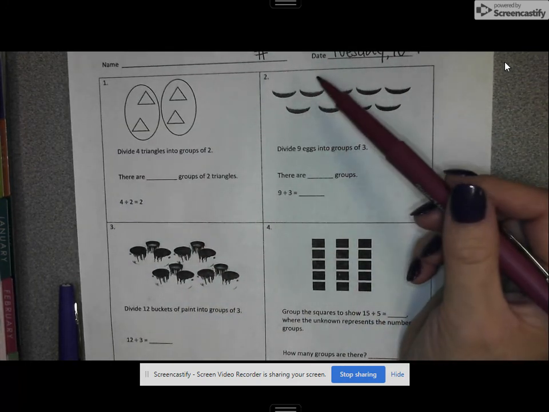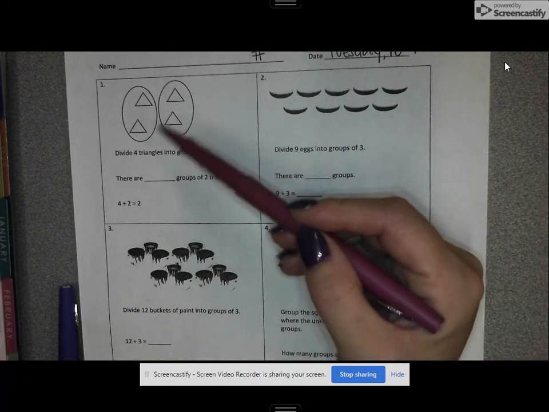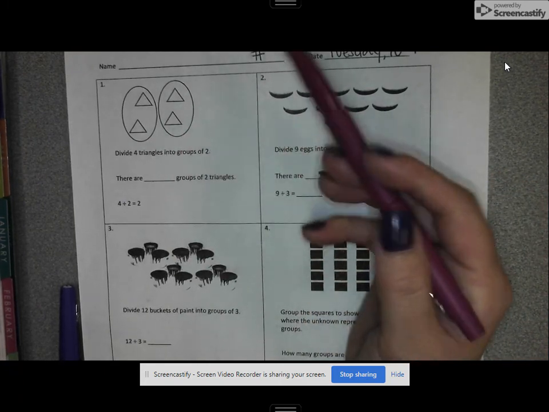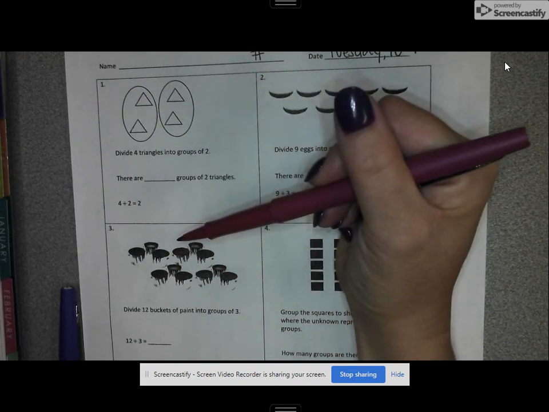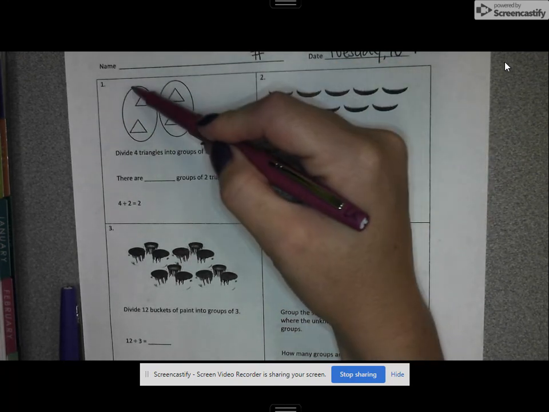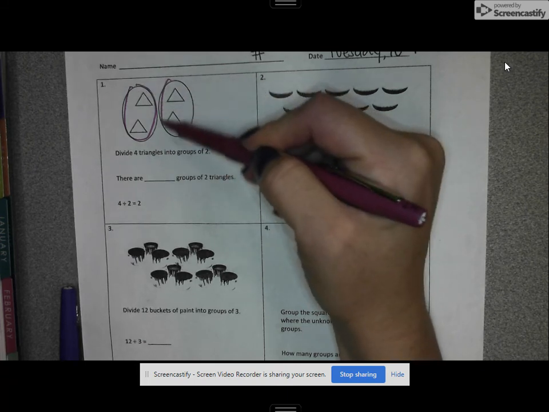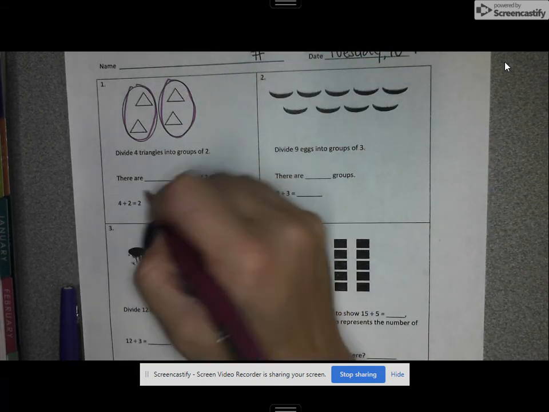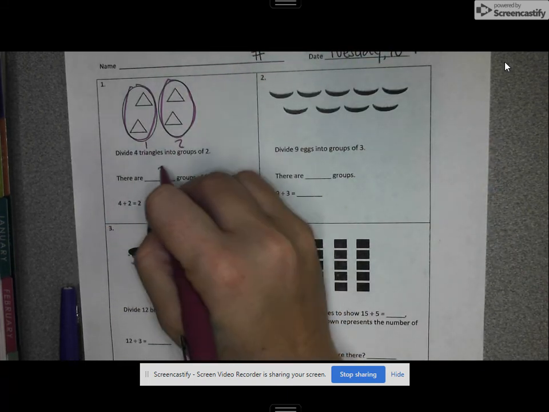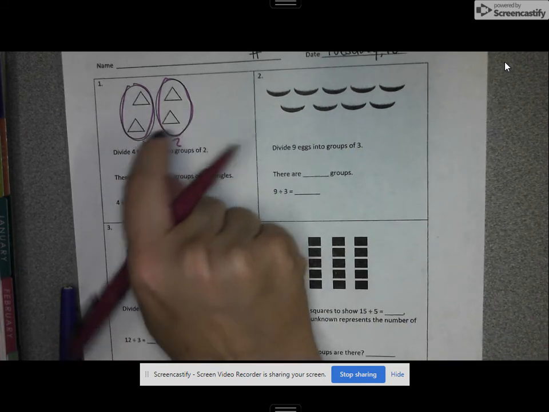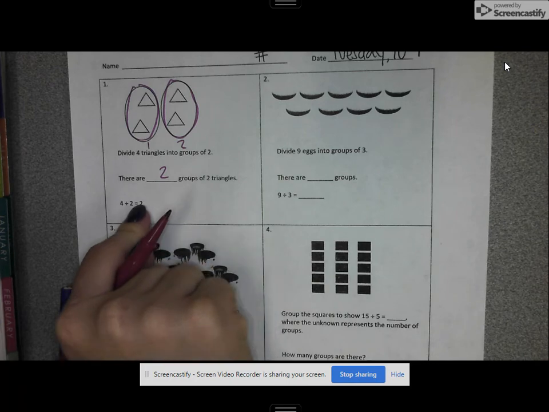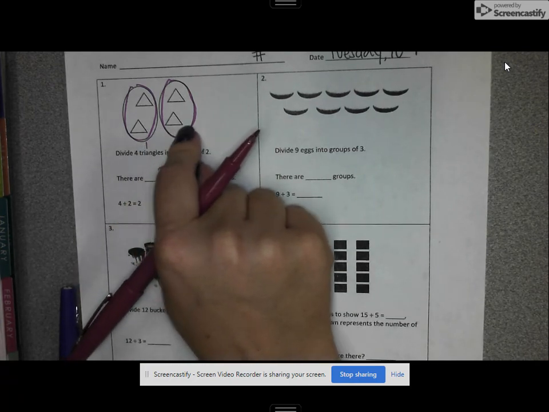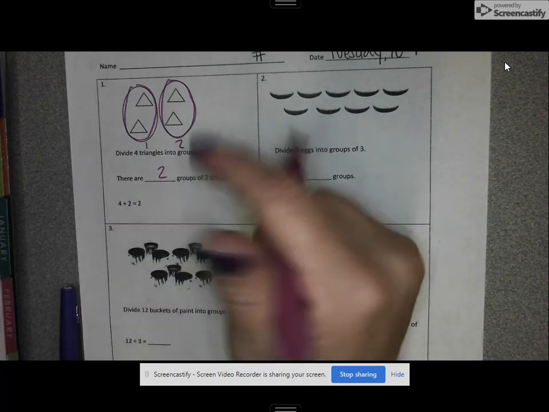So on the homework tonight, the first one says divide 4 triangles into groups of 2. They went ahead and drew the circles around the groups, so the students would just circle 2 at a time. Then they saw that there are 2 groups of triangles, and they had 4. They divided it into 2 groups, and 2 were in each. So sometimes they're going to draw circles around things, which is what this homework is.